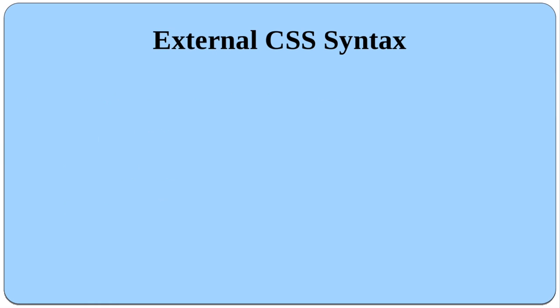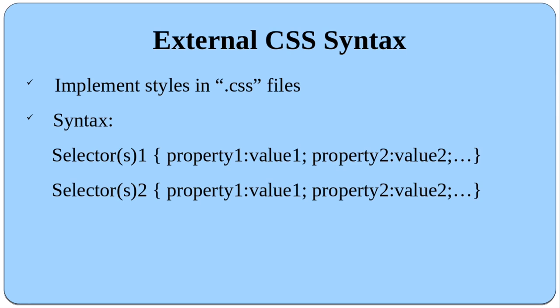Let's discuss the syntax of external CSS. We need to implement external CSS in a file with .css extension and then link those files to any number of HTML files to apply CSS styles. This is the syntax. In the CSS document, we need to write CSS code like this: selectors followed by declaration block. This is called CSS rule set.